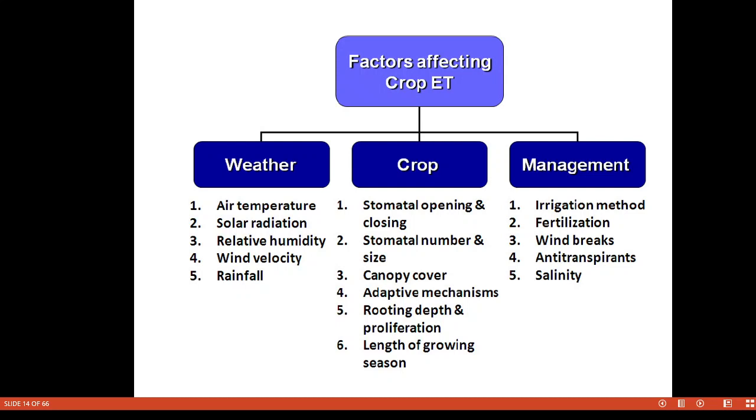For example, if you look at wind velocity, when wind is blowing, it takes away with it moisture which was on the surface of the leaves, and because of that there is low concentration of water on the outside of the leaf than in the inside, which necessitates that water should move from inside the leaf going outside, a process called transpiration.